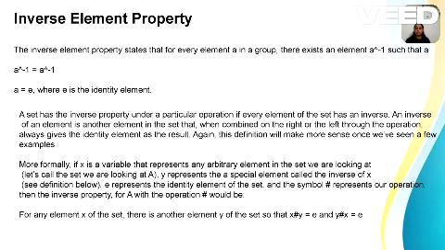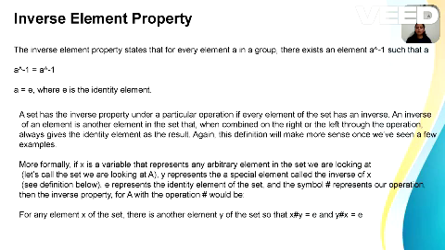Inverse element property. The inverse element property states that for every element a in a group, there exists an element a⁻¹ such that a * a⁻¹ = a⁻¹ * a = e, where e is the identity element. A set has the inverse property under a particular operation if every element of the set has an inverse.